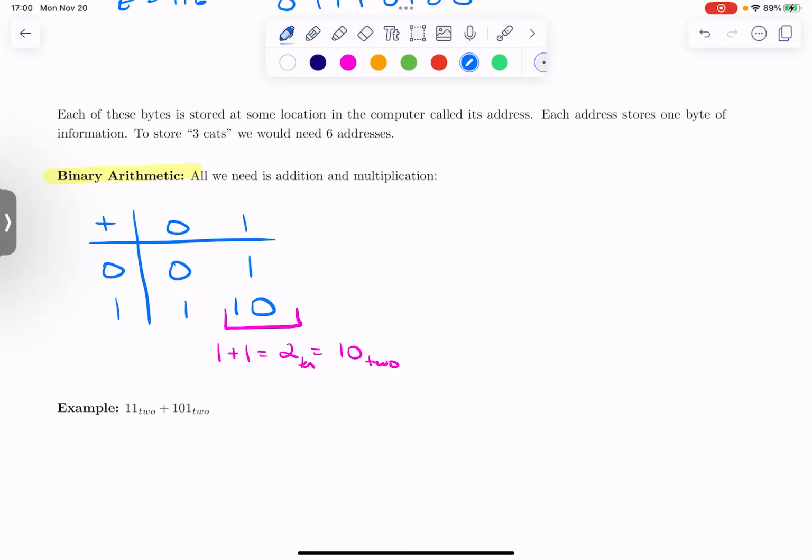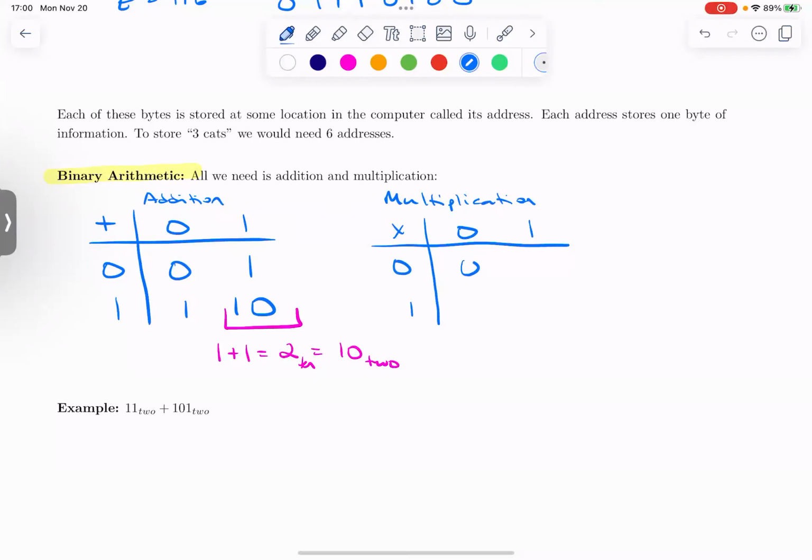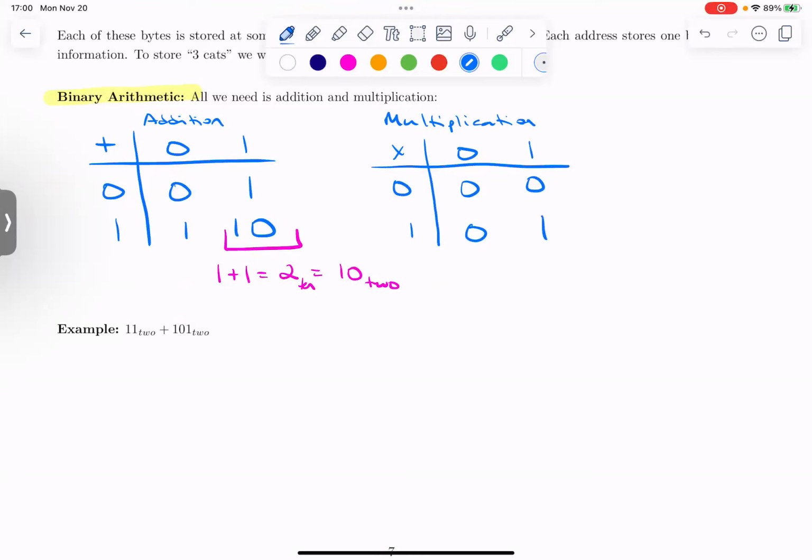For multiplication, I can do the same thing. 0 times 0 is 0. 0 times 1 is 0. 1 times 0 is 0. And 1 times 1 is 1. So multiplication is fun. Like if both of them are true, then it's true. Yeah, it's like an AND statement.